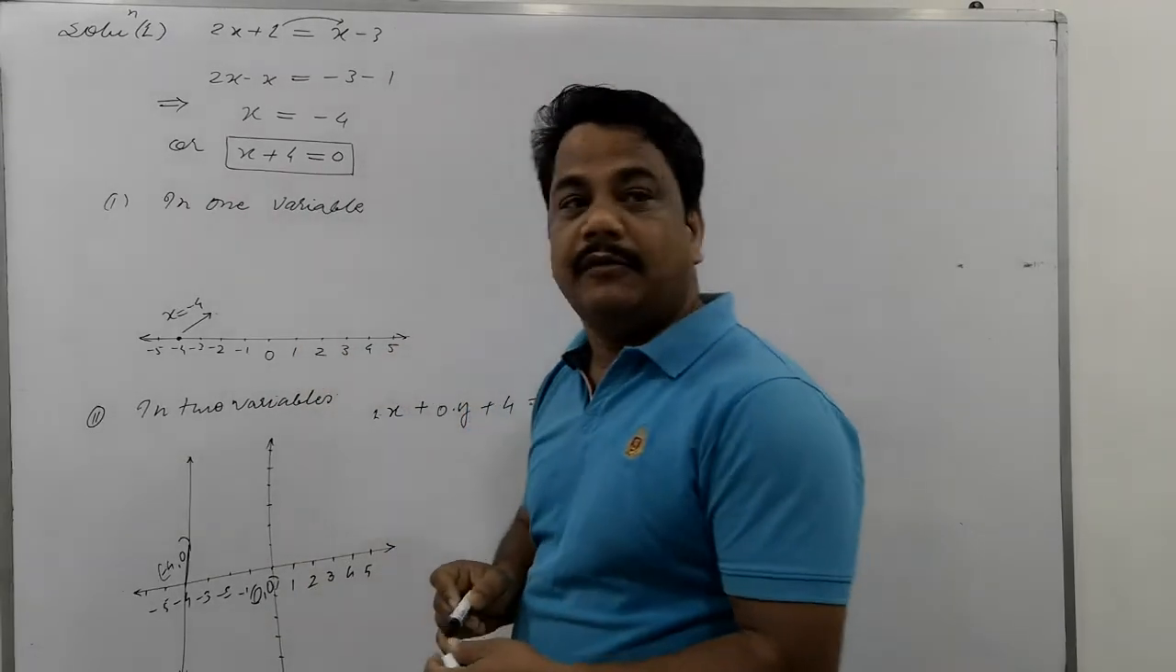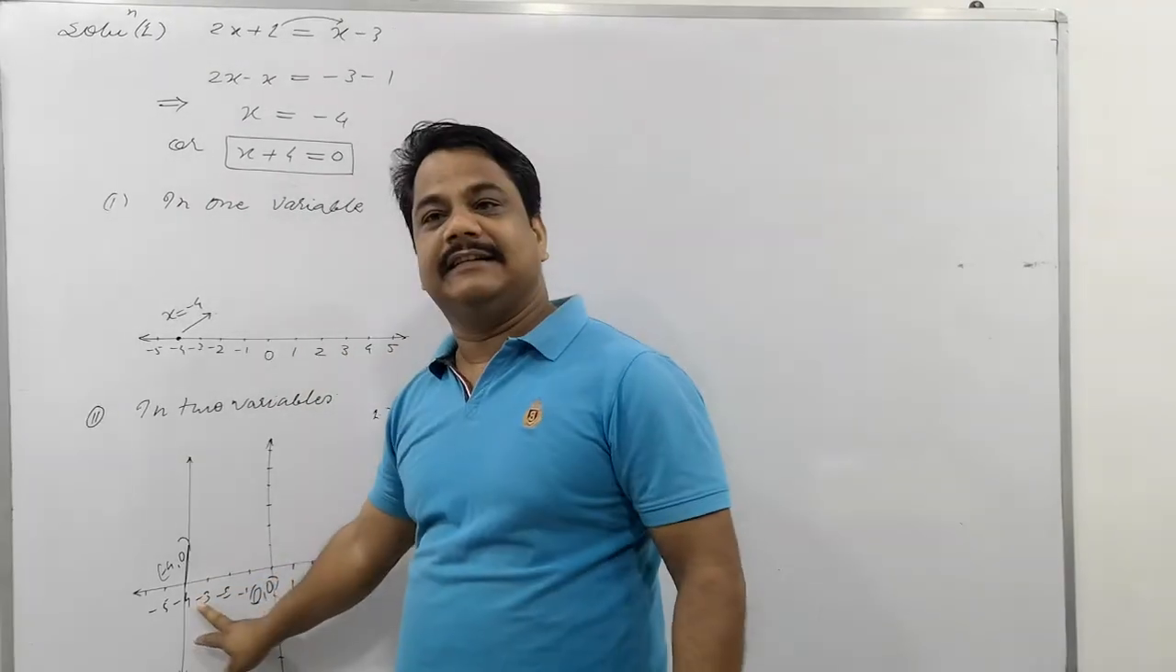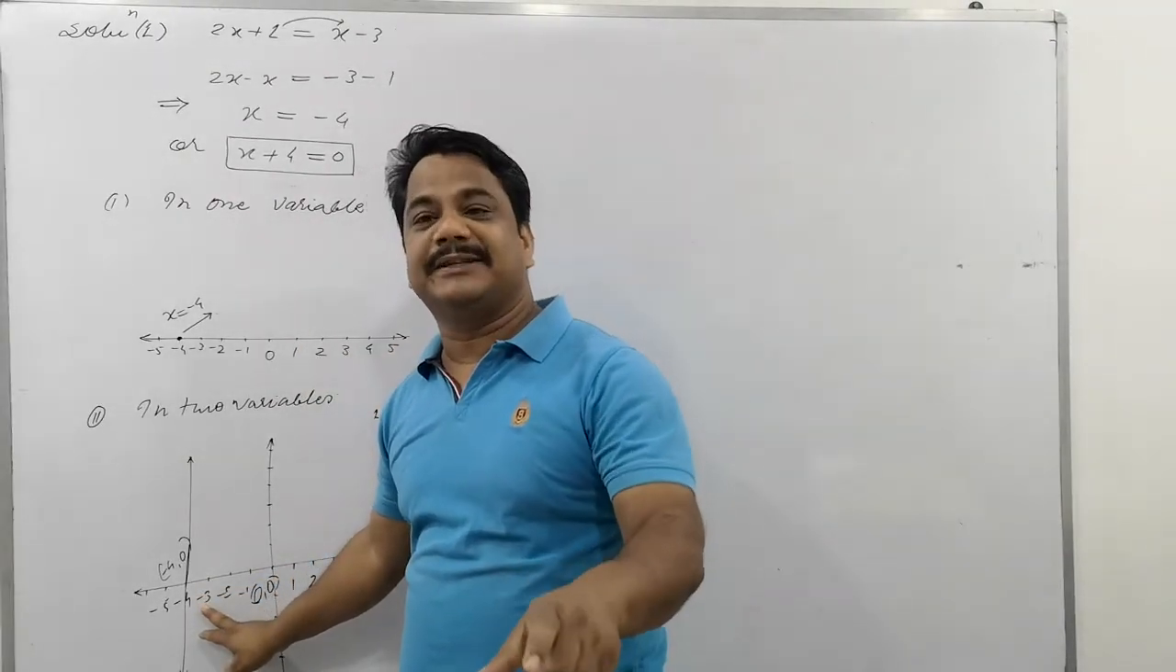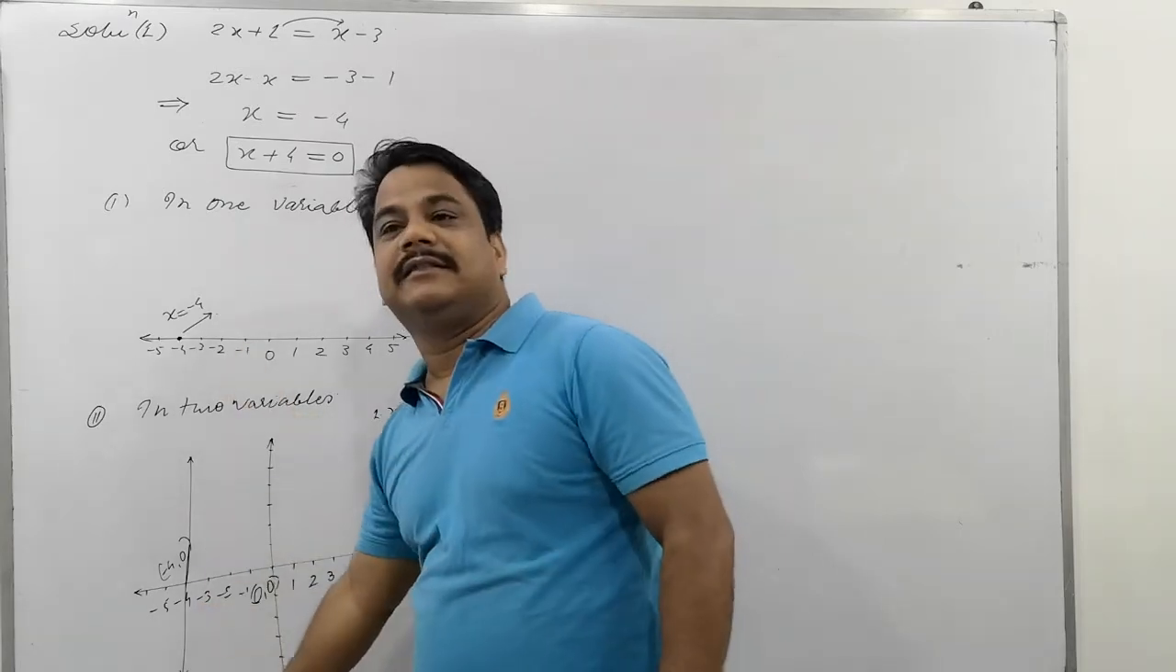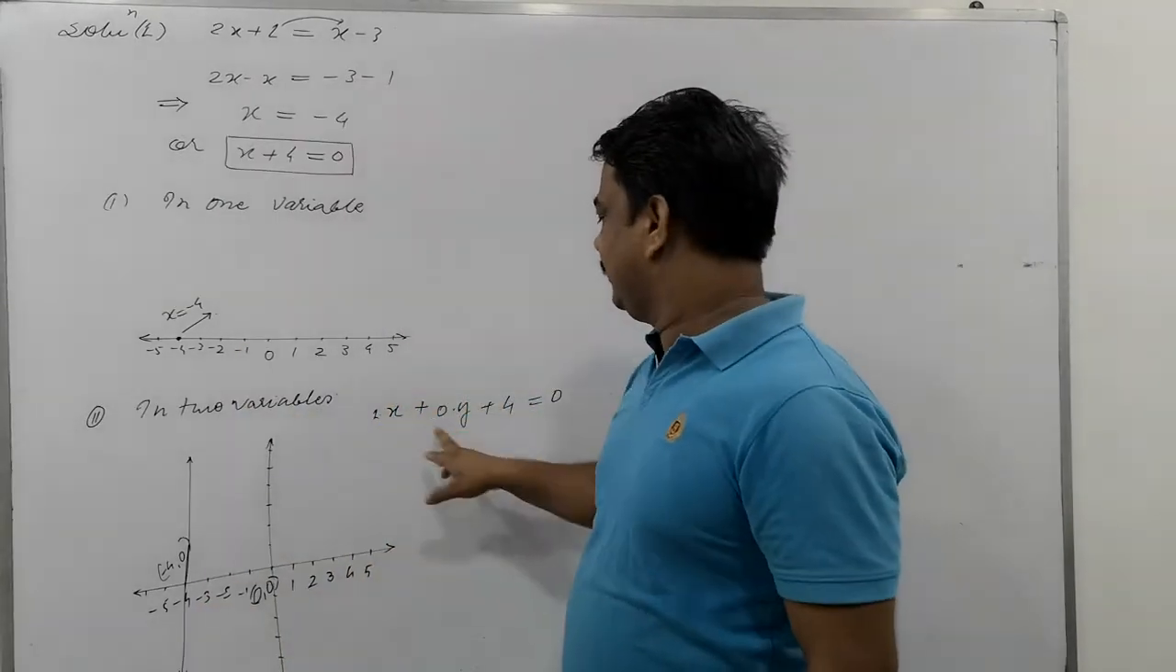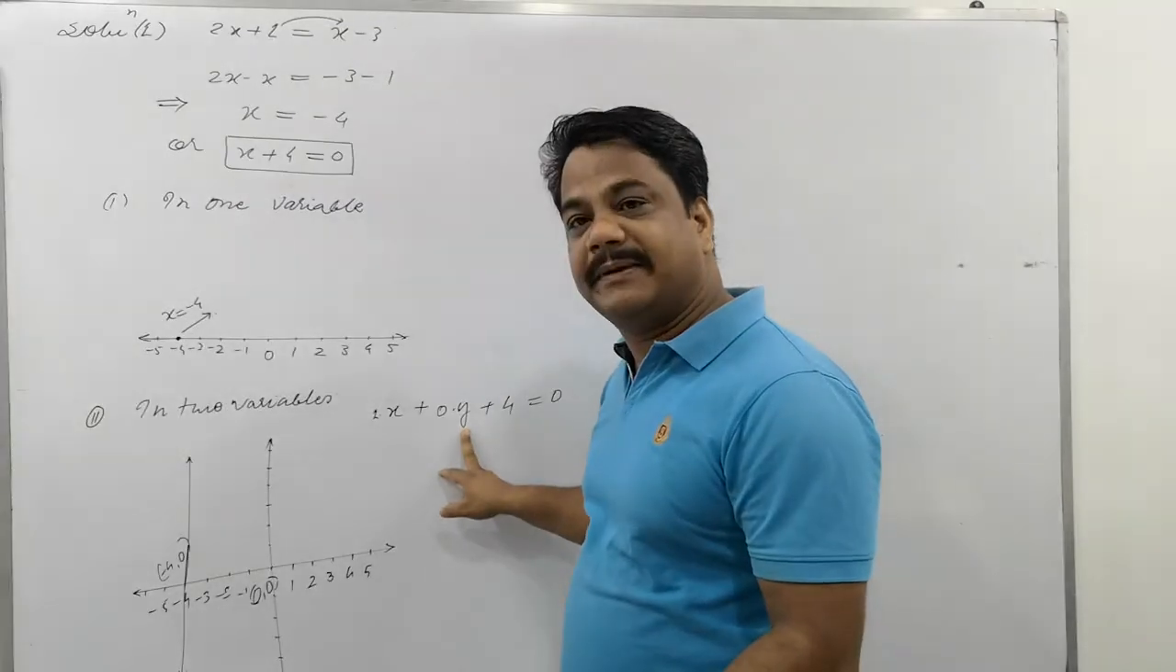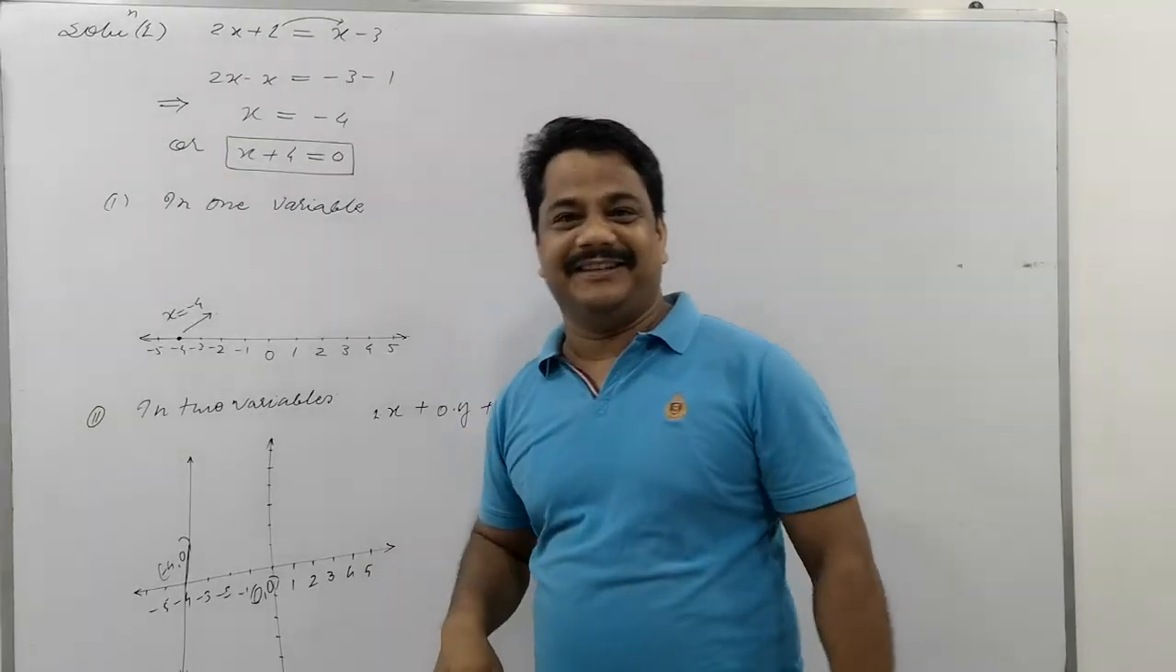It's a two variable. Y is fixed, x is fixed here. X is fixed, that is minus 4. Y is varying, it may be here. But y is not being represented here because its coefficient made 0 here.